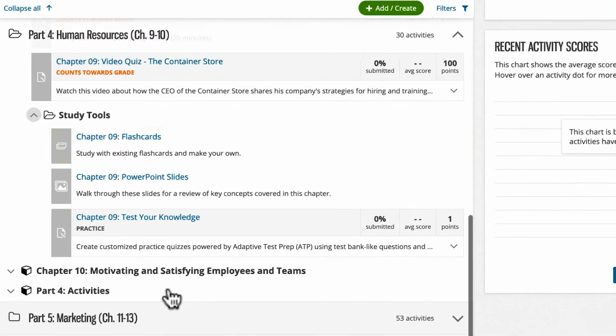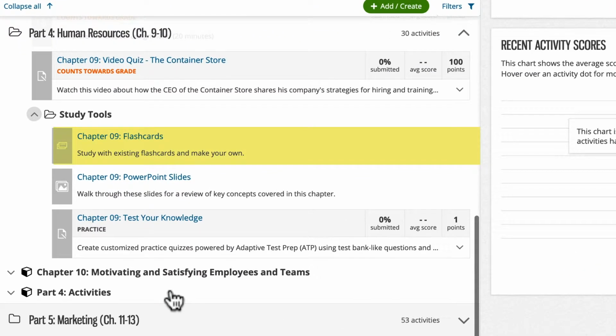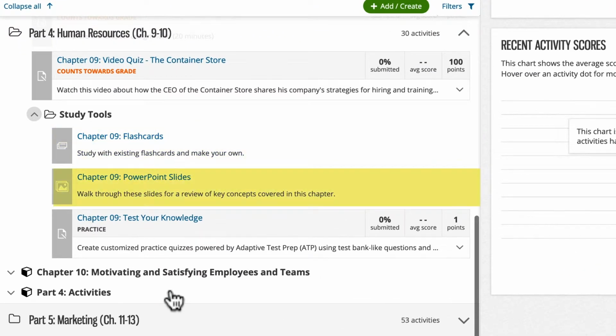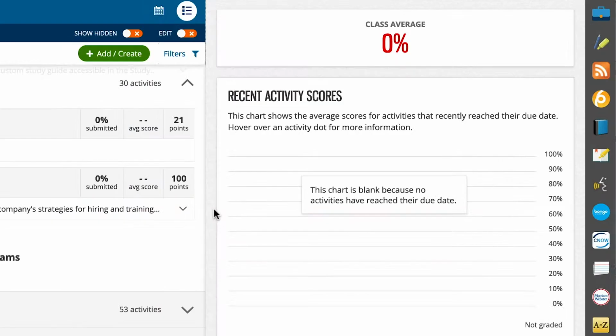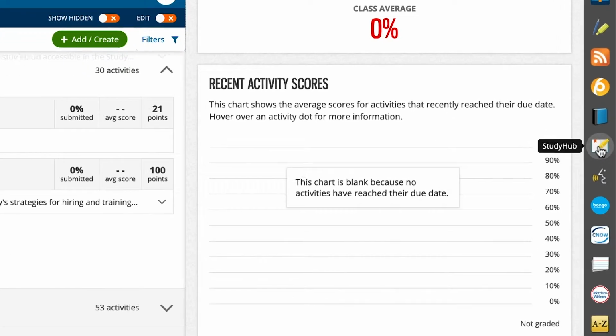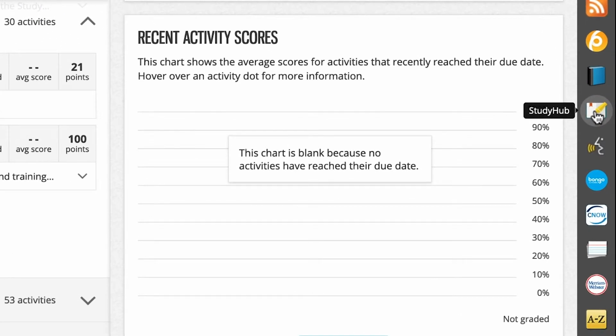Inside MindTap, students will find flashcards for working on their vocabulary and keywords, lecture slides for preparing for class, practice quizzes to help them improve their knowledge before being graded on it, and a full study hub where they can access all the notes and highlights from their digital ebook.